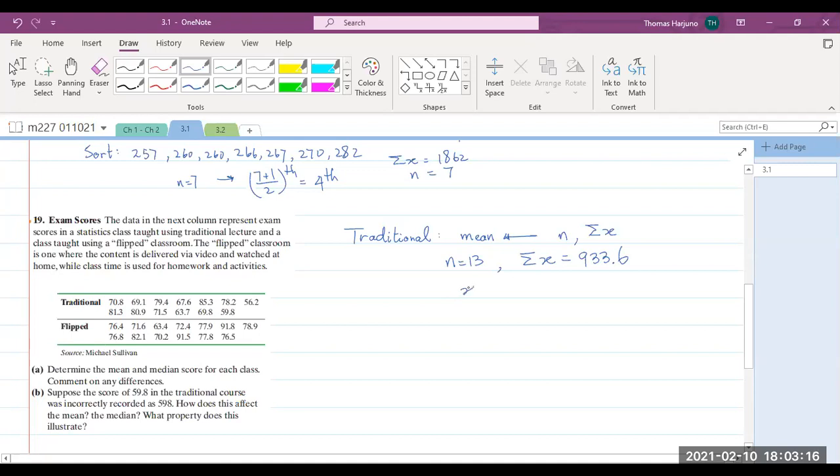So the sample mean will be 933.6 over 13. I assume that 933.6 is correct. Okay, and then divide by 13. That gives me 71.81538. Now, in my class, if you watch my lecture, then you have seen that before.